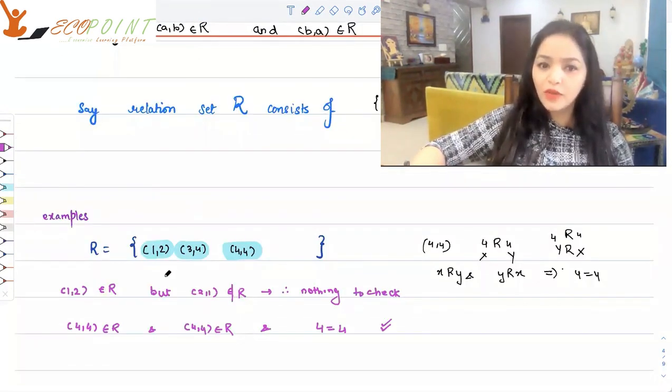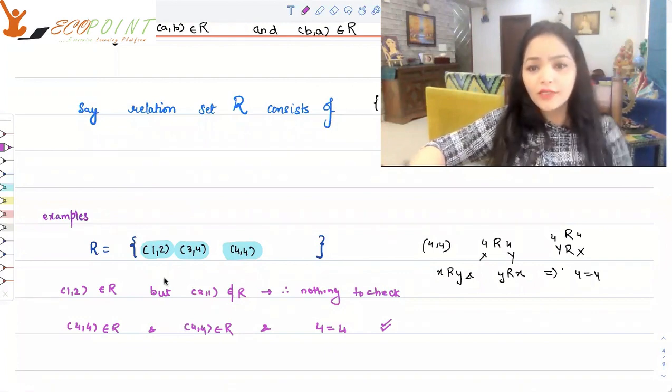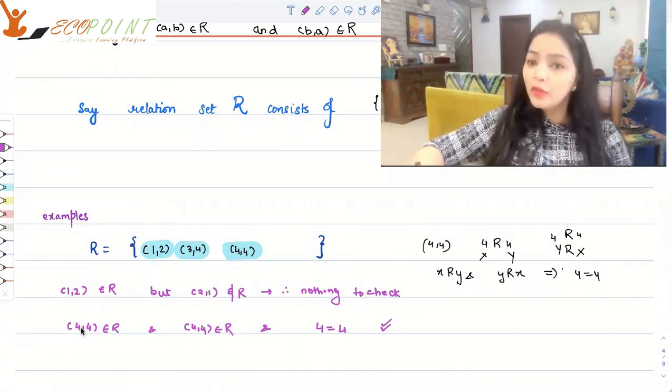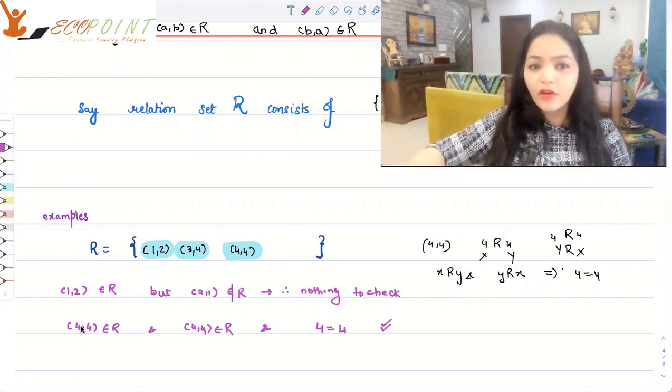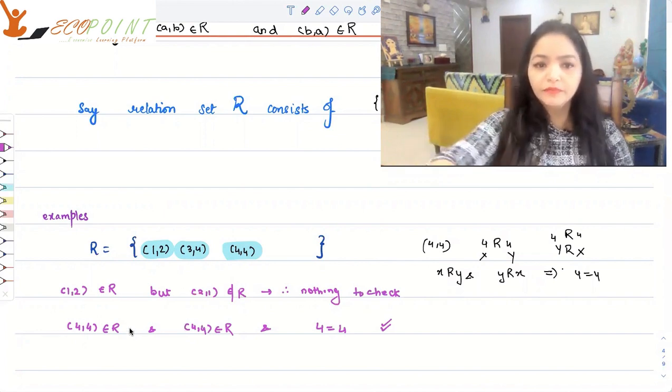(1, 2) belongs to R, but (2, 1) does not belong to R, so there's nothing to check. (4, 4) belongs to R, and 4 is equal to 4. Therefore, this is an antisymmetric relation.